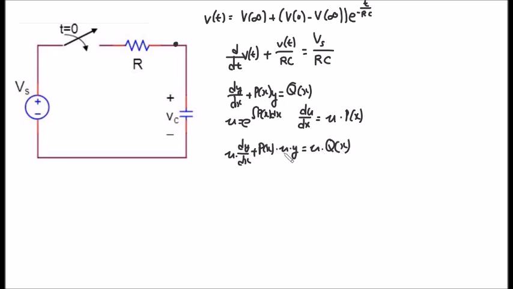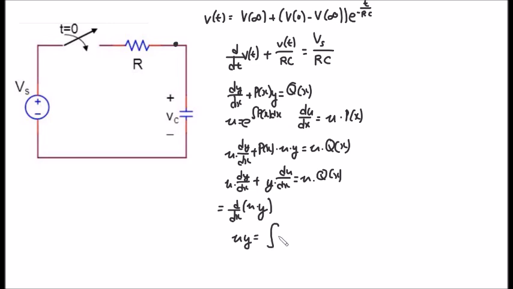And since mu times p of x equals the derivative of mu, we can rewrite this equation in this form. And this left part would in fact correspond to the derivative of mu times y. So if we integrate both sides, the final equation that we get is mu times y equals the integral of mu times q of x.